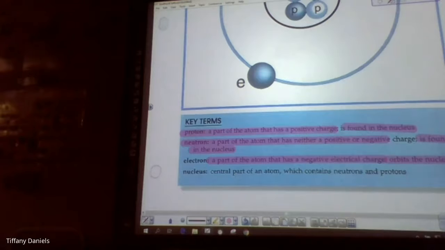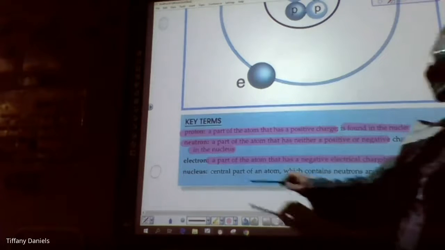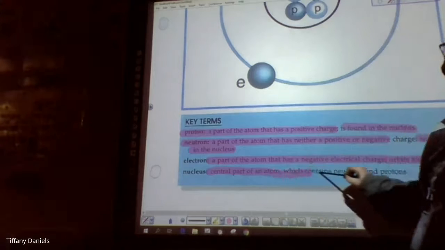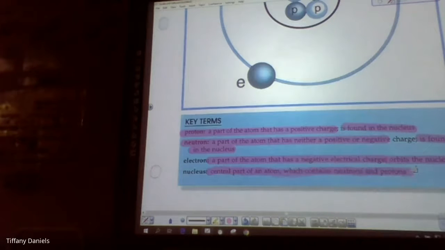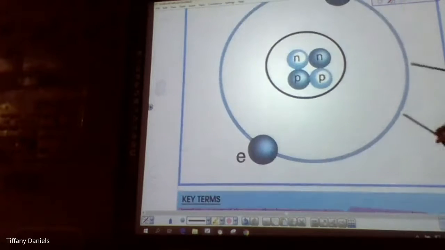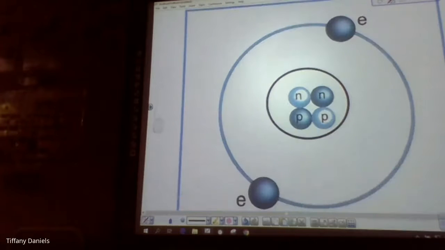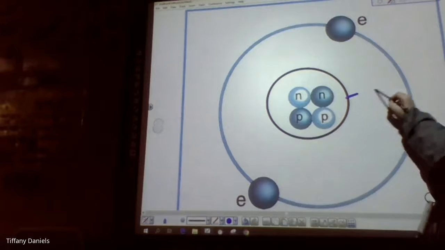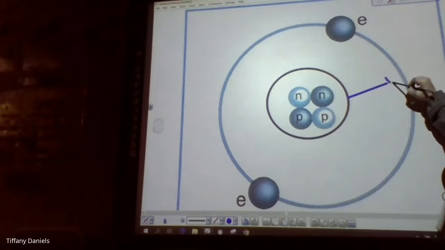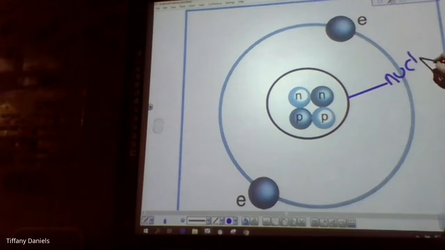So that brings us to, what is the nucleus? Well, the nucleus is the central part of an atom, which contains neutrons and protons, as we see right here. Here's the nucleus. There we go. So that is your nucleus. All right.